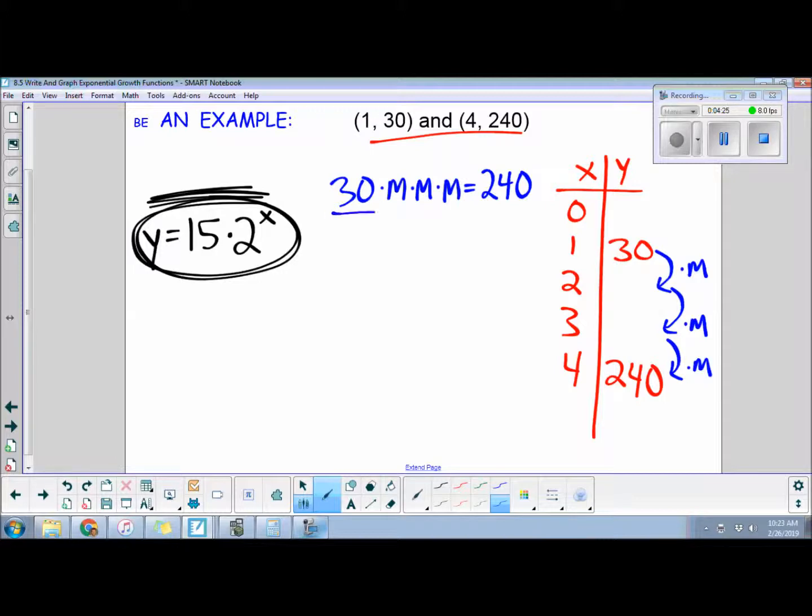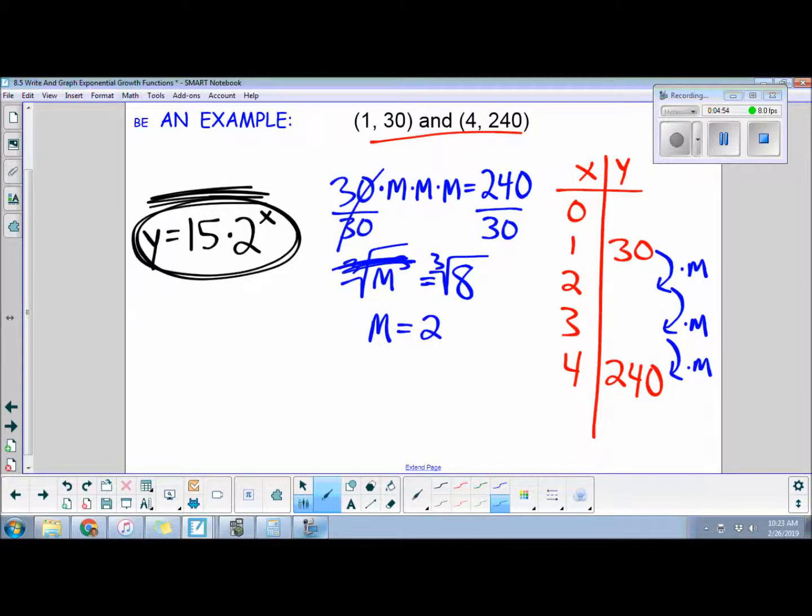Get the m's by themselves, you divide by 30. Why do I divide by 30? That says times by 30, so I'd like to inverse that or cancel that out. M times m times m, I can shorten that as m to the third. 240 divided by 30, that's 8. Should sound familiar. How do I get rid of the third power? Take the third root. Third power, third root, cancel out. The multiplier is equal to 2.